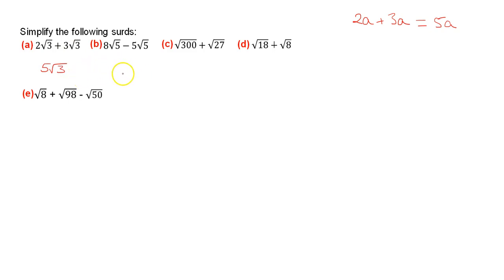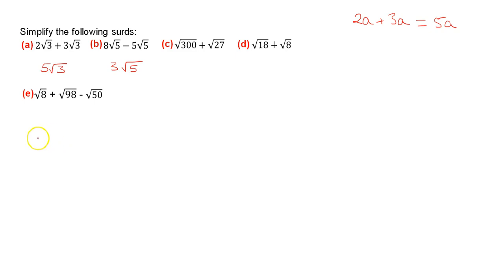Subtraction is exactly the same idea, so 8 root 5 minus 5 root 5, we've got 8 of them, we're taking away 5 of them, therefore I have 3 of them left. Part C and onwards, we're going to need to use the simplification that we've just done to work out our answer.